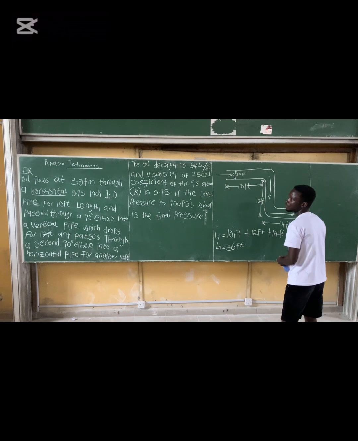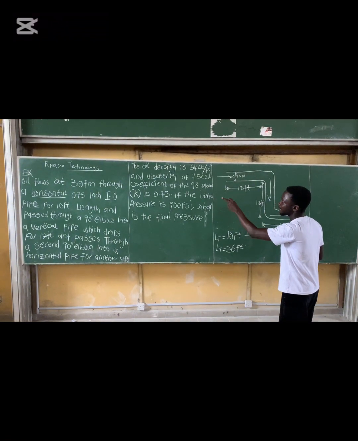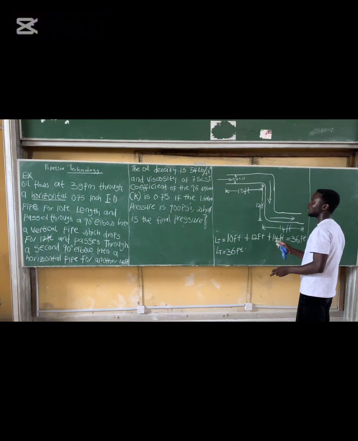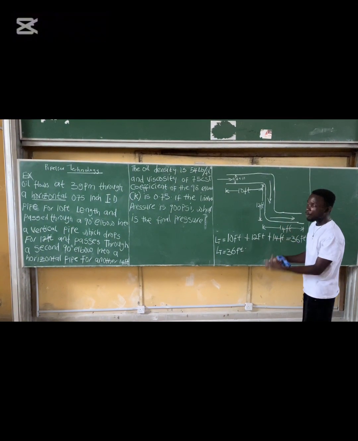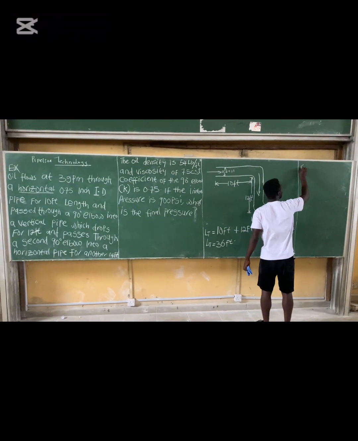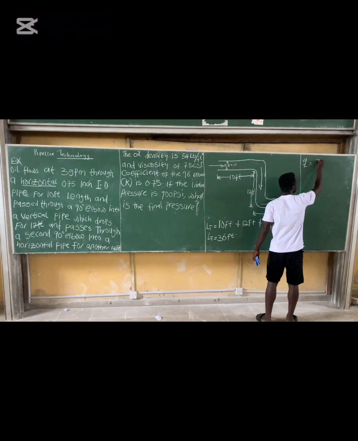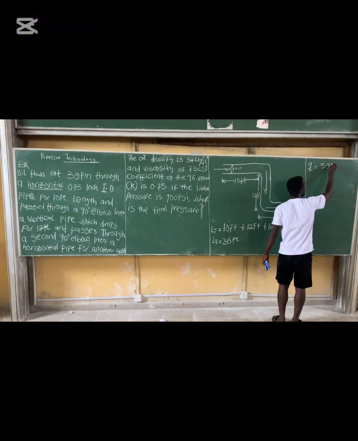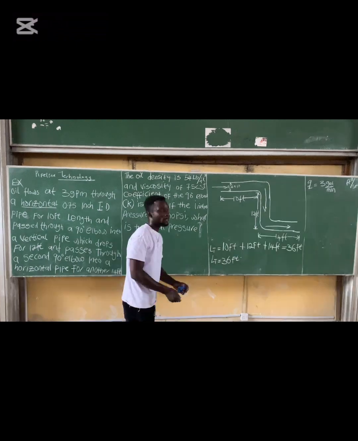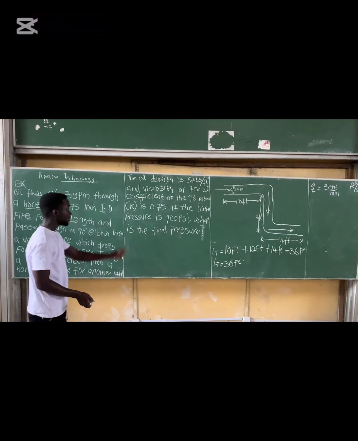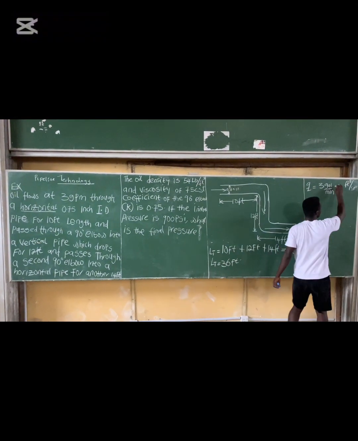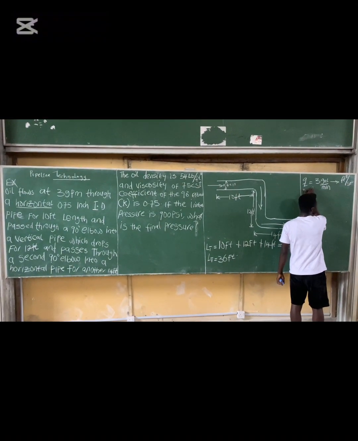Now let's write out the given parameters from the question. Oil flows at 3 gallons per minute through a horizontal 0.75 inch diameter pipe. They gave us the flow rate at which the oil is flowing. So Q here is equal to 3 gallons per minute. We said the flow rate is 3 gallons per minute, and we also have to convert it to cubic feet per second, because that is the unit of flow rate.